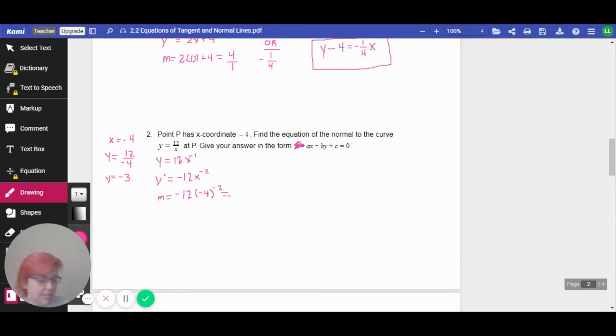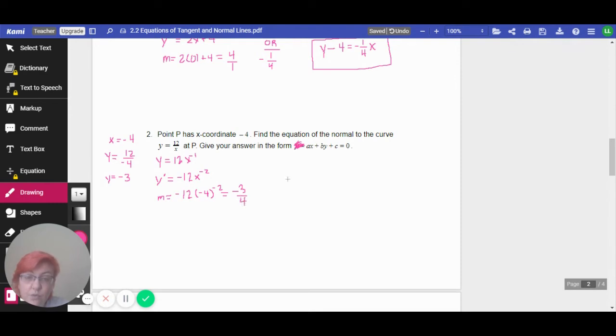All right, let's look. -12 times -4 to the power of -2. And I find that I have a gradient of -3/4.